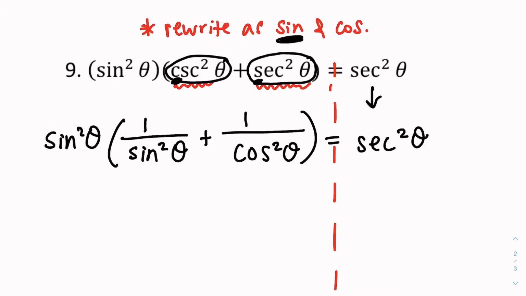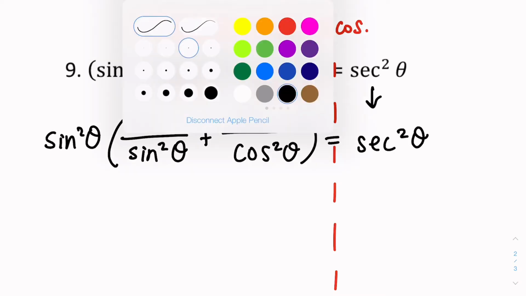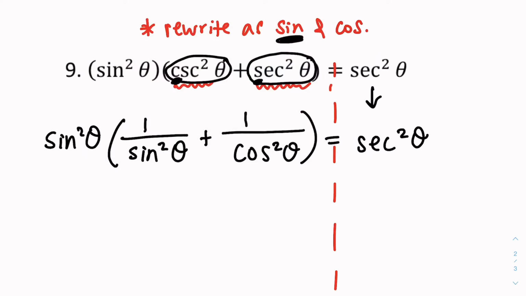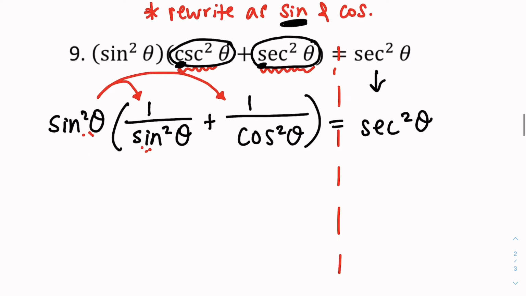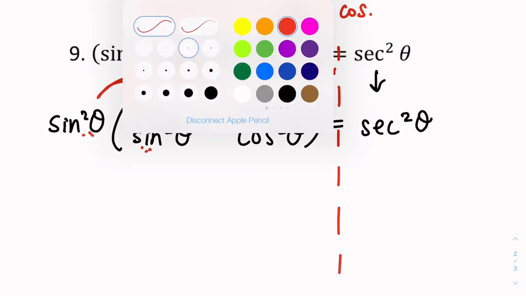Okay, now that we have this set up on the left, you might be thinking, oh my gosh, Ms. Nami, that's more complicated. What are you doing? Don't worry, it'll work itself out. Now I'm going to distribute my sine squared, because look, I'm already seeing a potential to cancel here. And let's just see what happens. If it doesn't work, we go back and try something else. There's no harm in trying things that don't work.